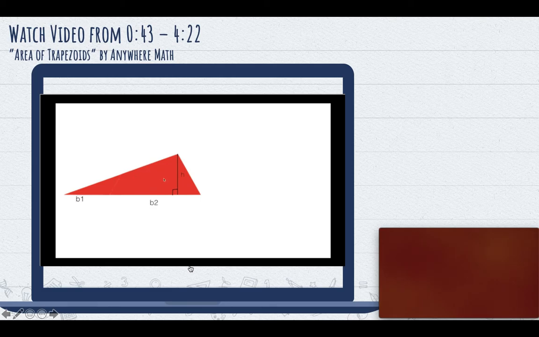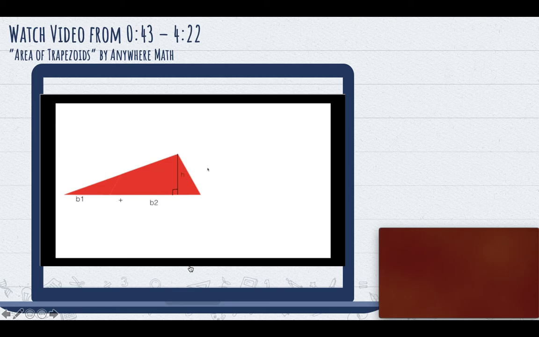And to find the area of a triangle, we know it's just base times height divided by 2. Well, what is my base? Well, my base is just going to be my original B1 plus my original B2. If I add those together, that will be the base of this triangle. The height is still this height. Okay? So to find the area of this triangle, I would do B1 plus B2 times the height, and then divide all of that by 2 because it's a triangle.